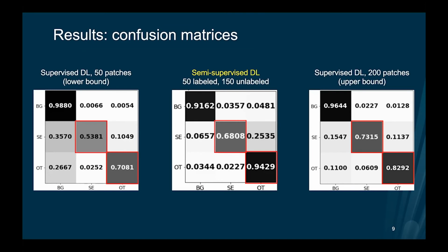Overall, our proposed semi-supervised method performs on par with the upper bound case, where the entire training data is labeled. And the proposed method outperforms the upper bound setting in the other fish class, interestingly, and shows a big improvement in the sandeel class as well from the lower bound setting on the left, from 53% to 68%.